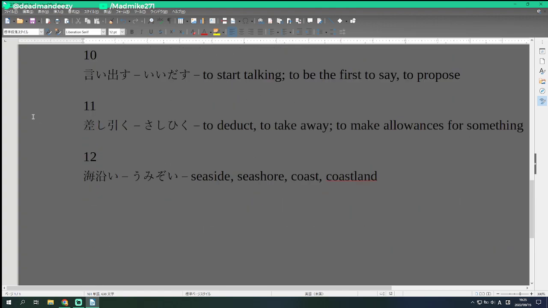Number 10 is idasu. I, or you, on the left side is to say, and dasu on the right side is kind of used as a suffix to begin to do X, whatever X is leading from. But dasu on its own means to bring out or pull out. So idasu is to pull out some words or to start talking. It can also mean to be the first person to say, to bring out a suggestion or a proposal. Idasu is to propose, to be the first to say, or to start talking.